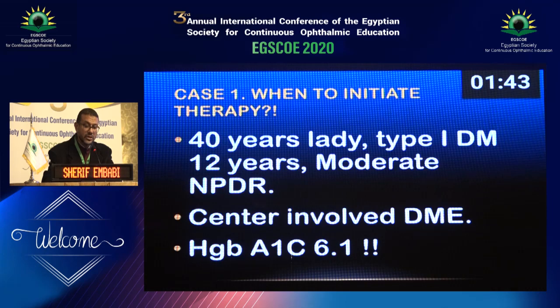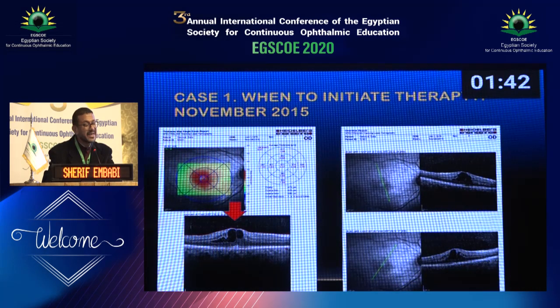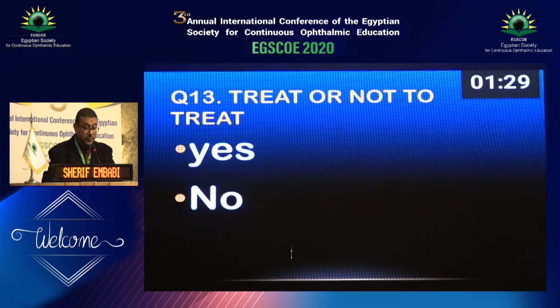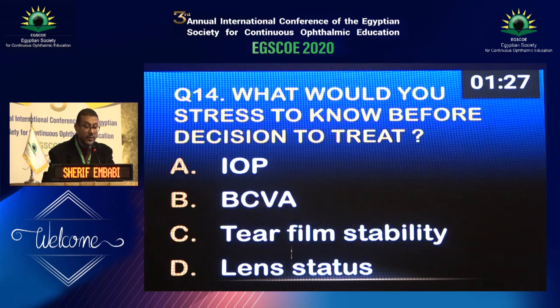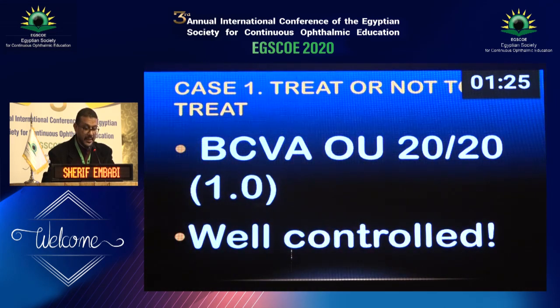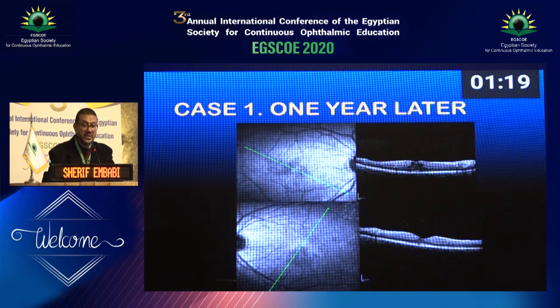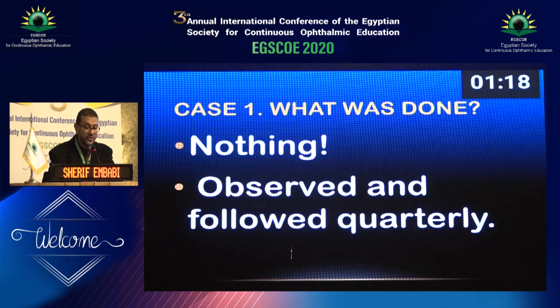I'm just going to have a look at some cases. This is a patient, 40 years old. You can see this is the OCT of the patient. You have cystoid macula, significant thickening. If you look at the OCT, the first thing you say is, okay, I'm going to treat this patient because it is center involving, a cystic edema. Treat or not to treat? What do you look for? Vision is 20/20, well controlled. Again, this is 1 year later. You can see there's an improvement in the thickness. We did nothing to this patient, just observation.